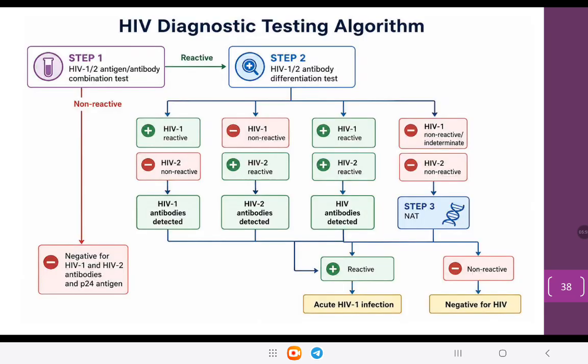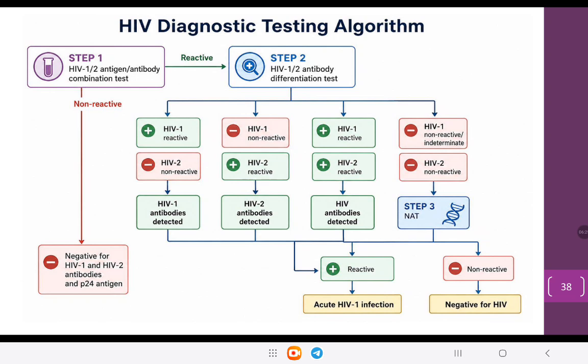In this diagram, we summarize screening or diagnostic testing for a patient infected with HIV. First step, we get the samples. The sample is then tested with the HIV 1-2 antigen antibody combination test. If non-reactive, it is a negative result for HIV. If reactive, step 2 is to differentiate which type of HIV, HIV1 or HIV2.